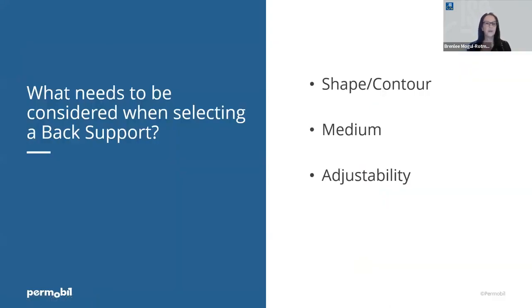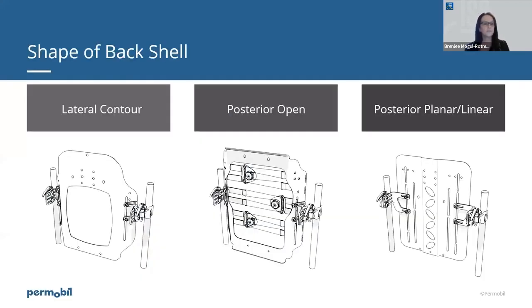There we go. So once we figure out what our client issues and needs are, then we've got to translate this to product features or characteristics. A back support consists of a shape and a contour of the shell, an inside medium or material, and then the possible adjustability that's going to be available through the hardware. So let's go through each one of those.